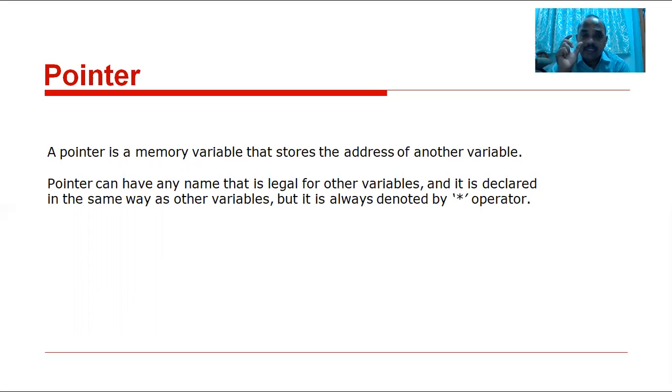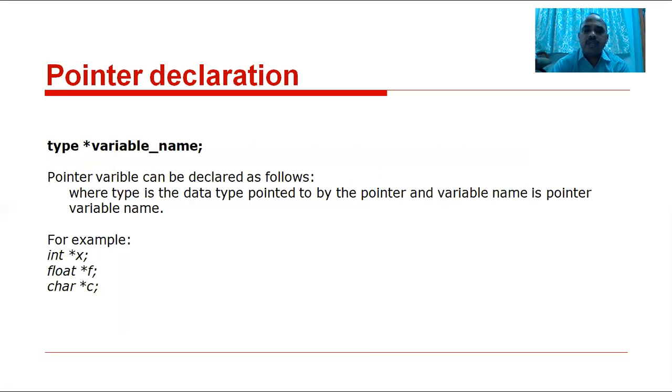In a train there are many compartments, and each compartment is connected to another compartment. Here also the same: a pointer is a memory variable that holds the address of another variable. Clear? So then how to define a pointer? What is the general syntax of the pointer?